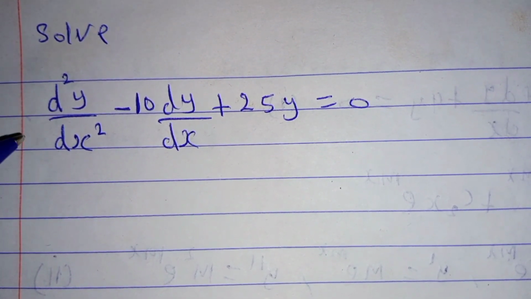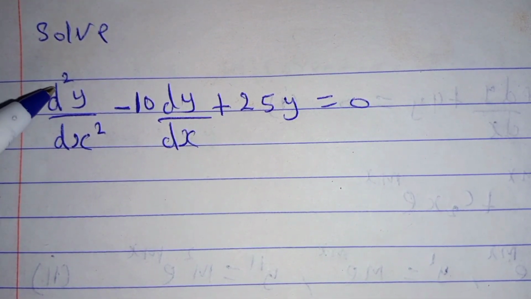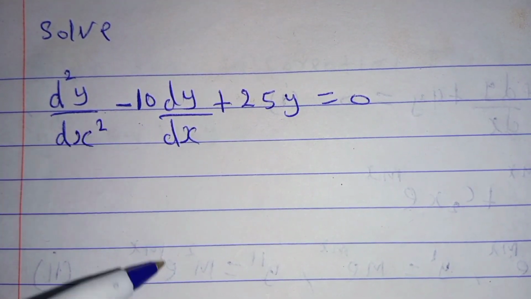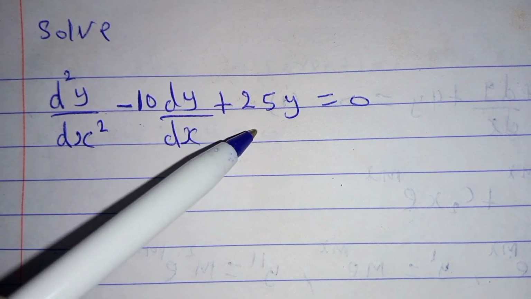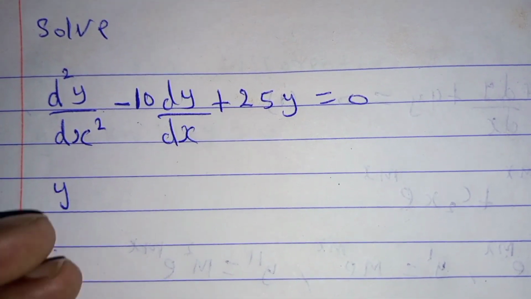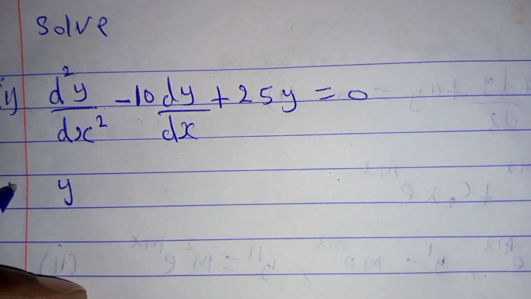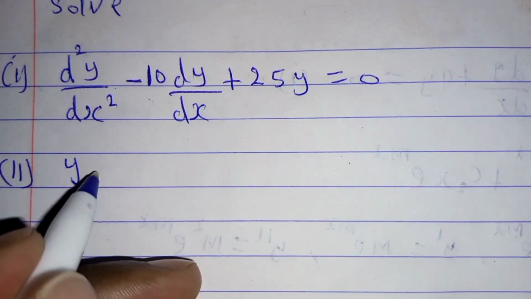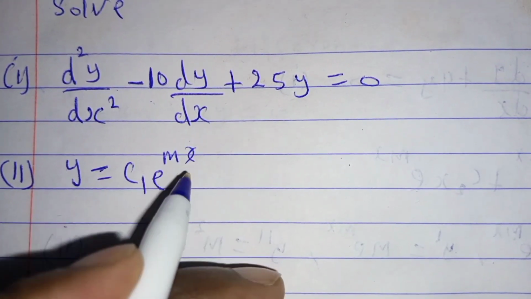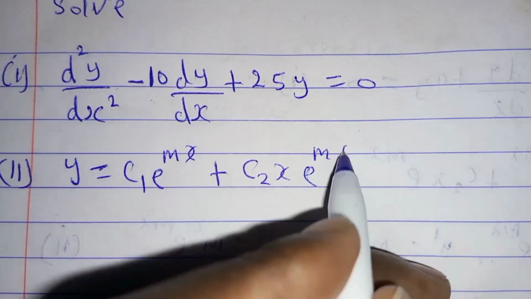ODE of second order linear with constant coefficient. You are given the second derivative of y with respect to x minus 10 dy/dx plus 25y is equal to 0. So we are going to seek our solution of this form. You can call this equation 1 and the other one 2. We are going to seek a solution of the form y is equal to c1 exponential mx plus c2x exponential mx.